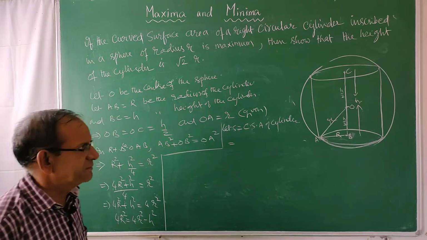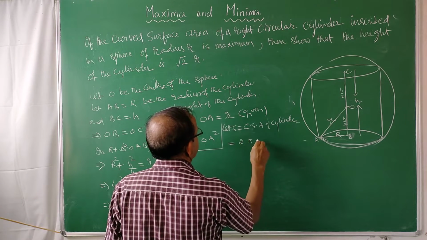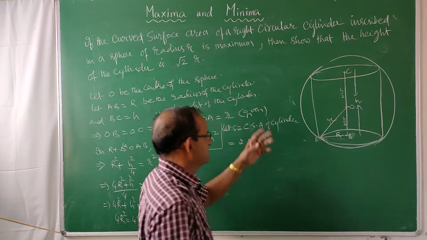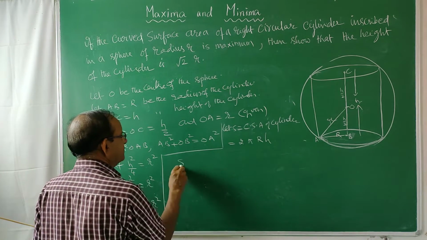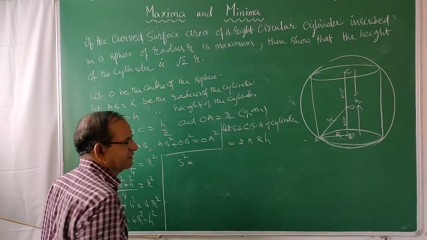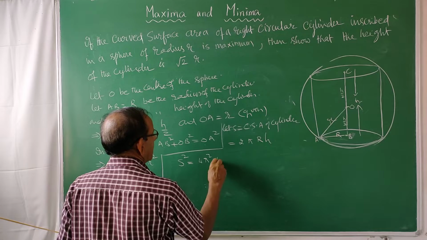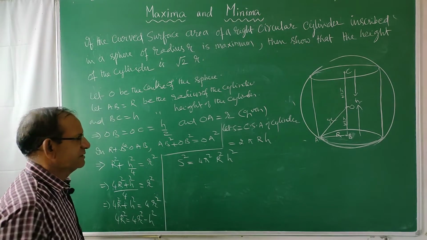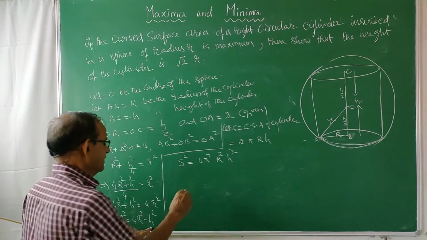Curved surface area of the cylinder, that is 2 pi r h, where h is the height of the cylinder. Now S squared we shall find out, that is 4 pi square r square h square. Square all the three.